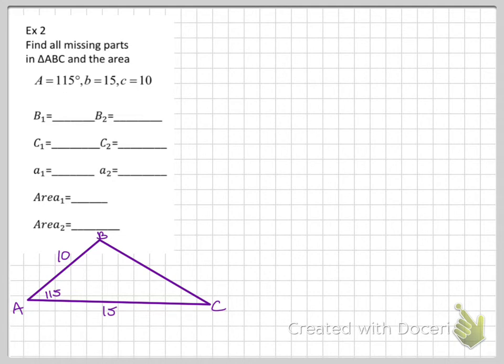This time they gave me 1 angle. The only option here is to solve for lowercase a first, because I need that opposite angle in order for the equation to work. So you should be starting with a squared.